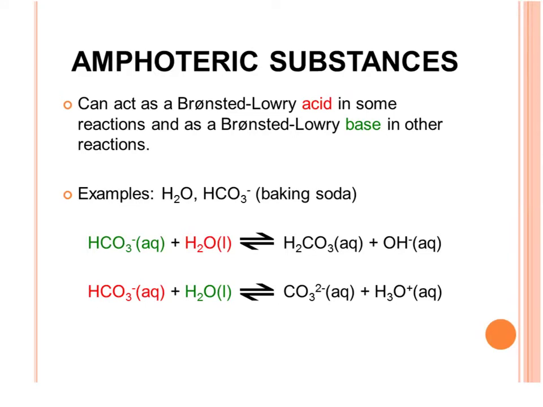There are some substances that can act as both a Bronsted-Lowry acid and a Bronsted-Lowry base, depending on what it is reacting with. These are called amphoteric substances. Two examples would be water or baking soda.